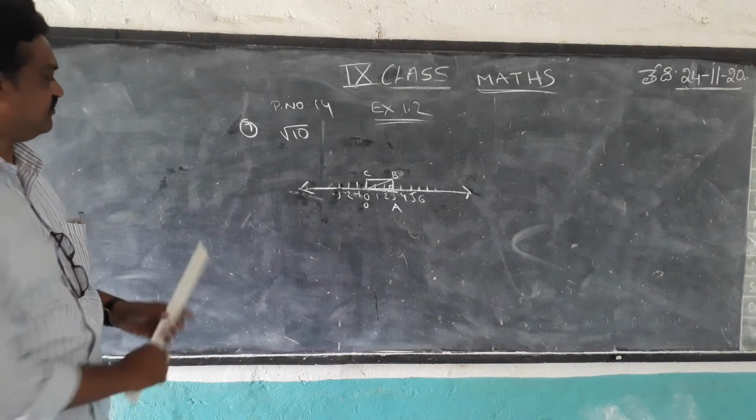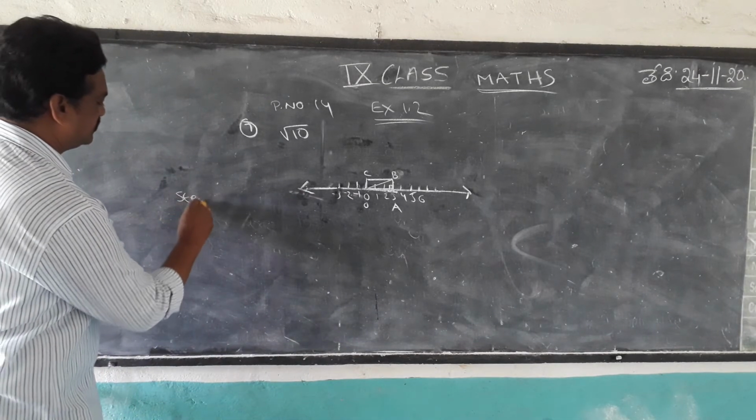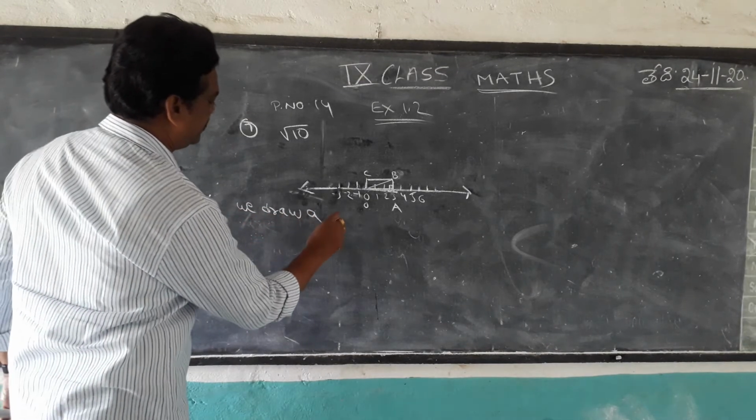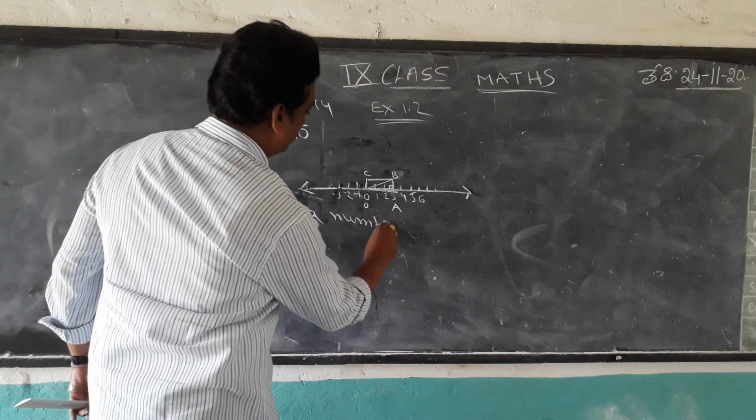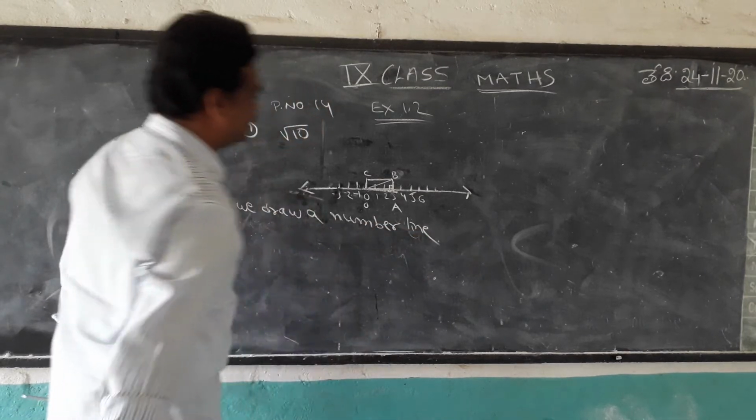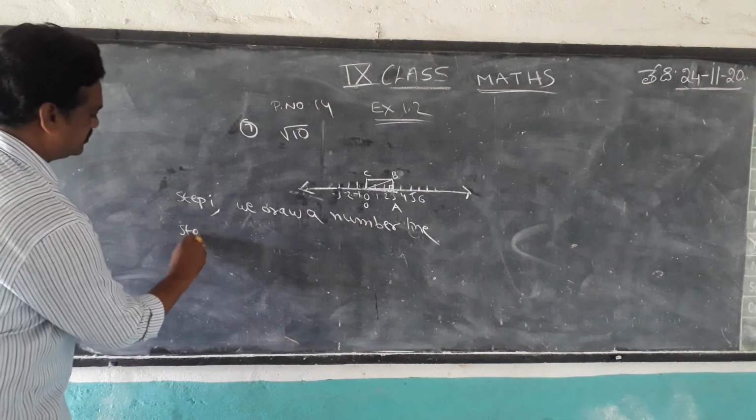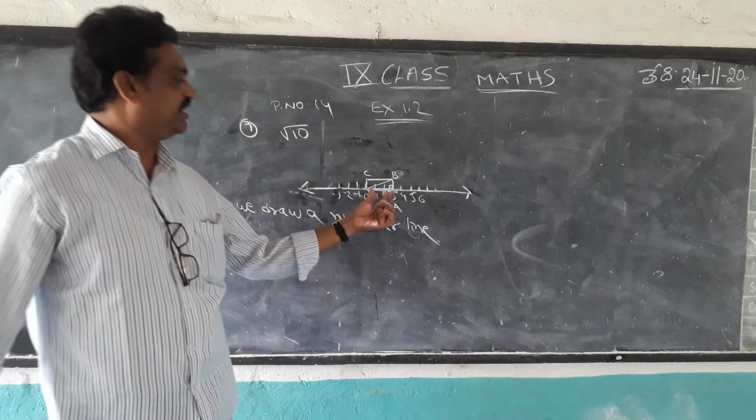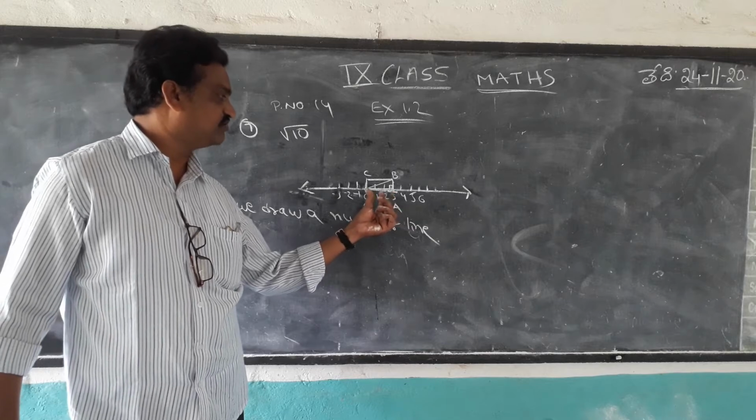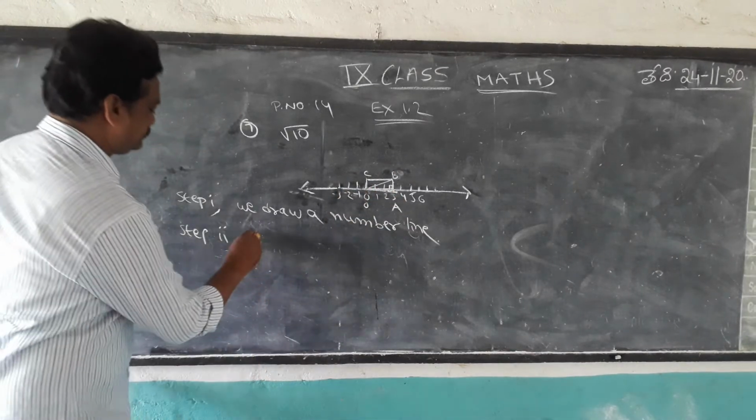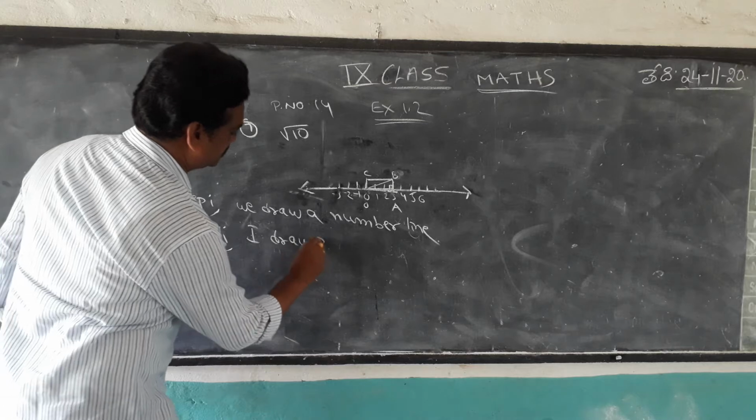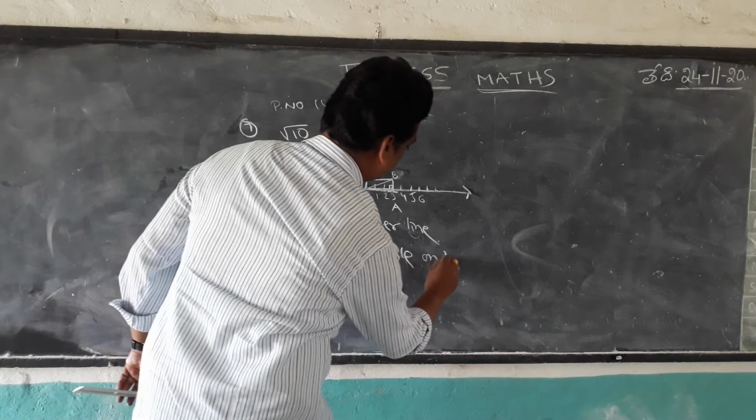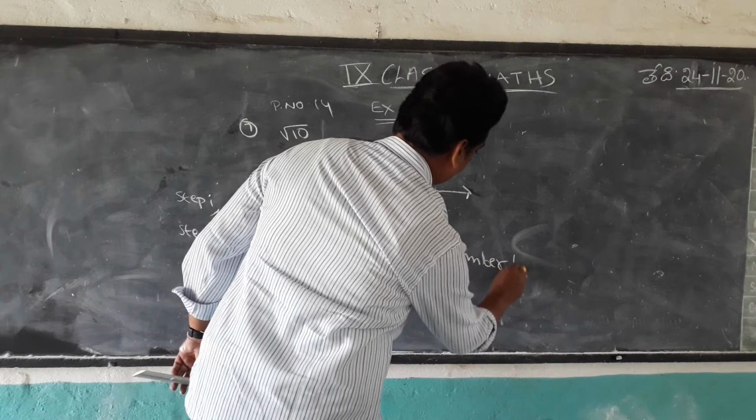We know that, first of all, step 1, we draw a number line. Step 2, I draw a rectangle OABC on the number line.